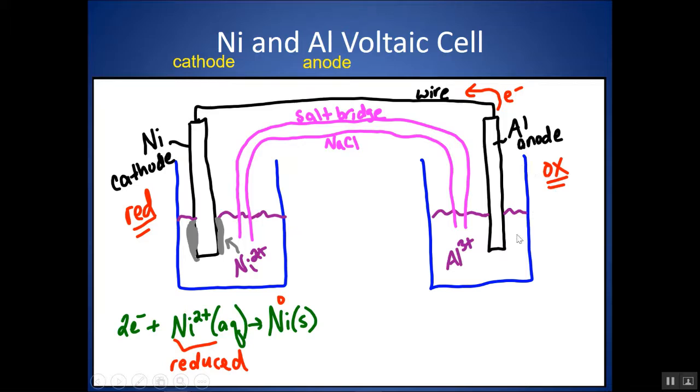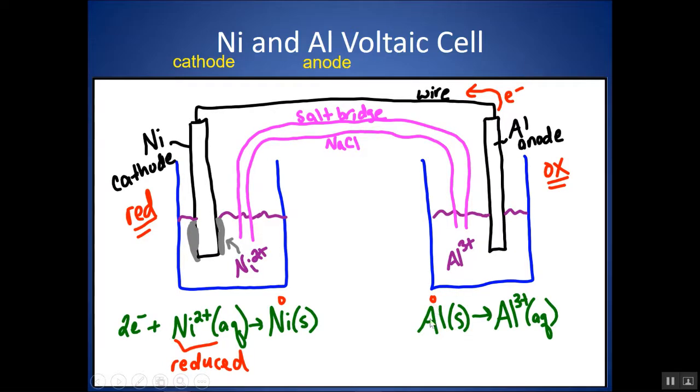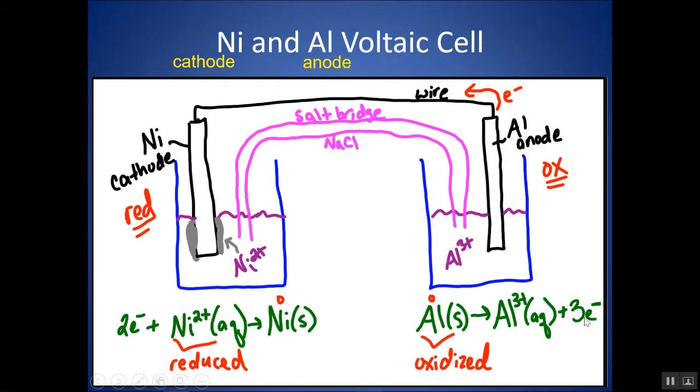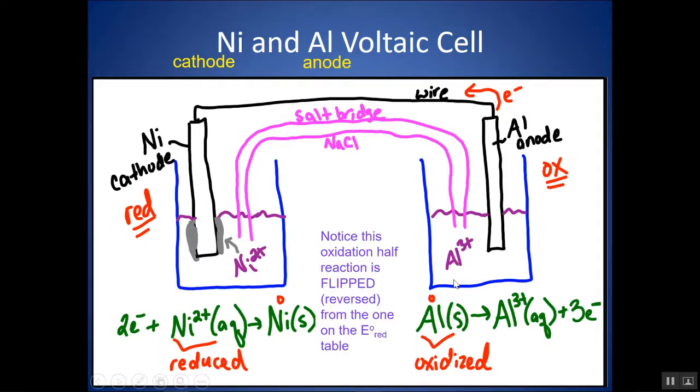This is the oxidation half reaction happening here. If it's oxidation, I should be going up in oxidation number. So rather than going from 3+ to 0, it should be going from aluminum solid to Al3+, and then I would need the 3 electrons on the right. So if you compare this to what's on that chart before, notice I actually have to flip the reaction that was on the chart, because I need to show it as oxidation. I need to show it as the electrons being lost. So it's the same half reaction as the chart, but flipped.